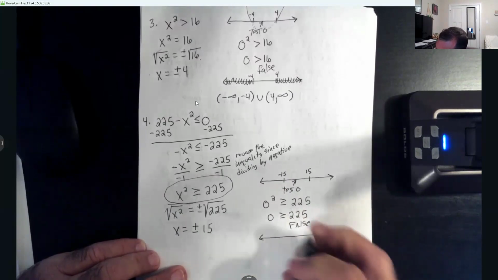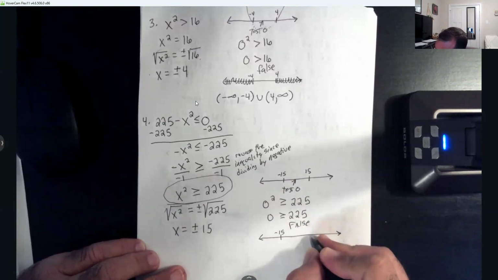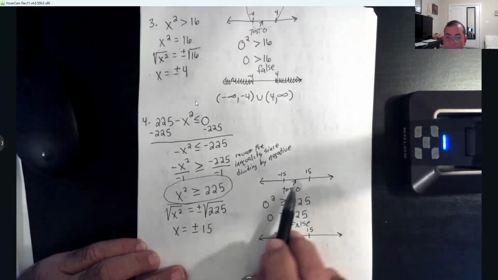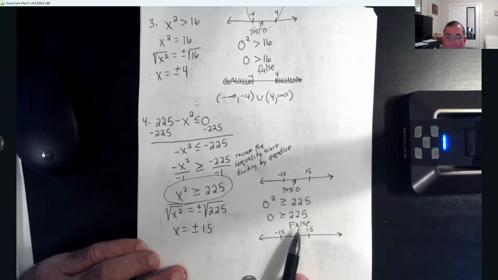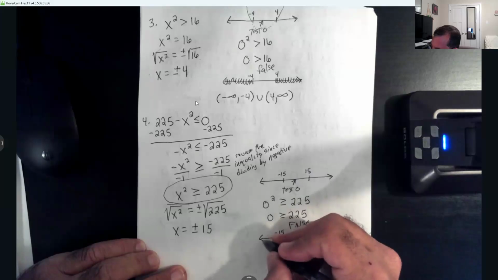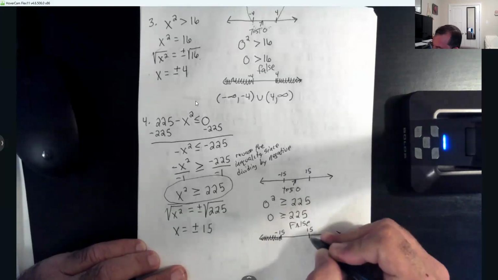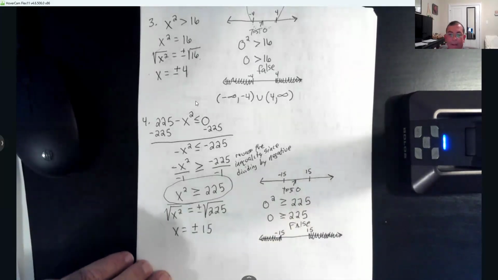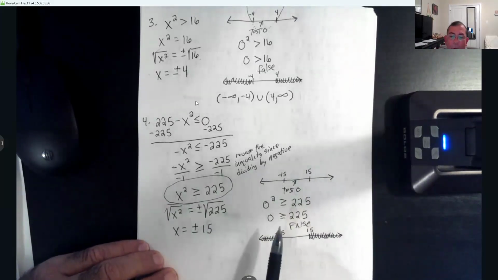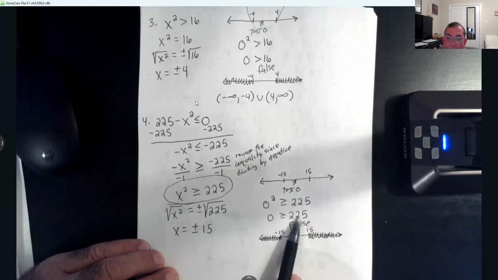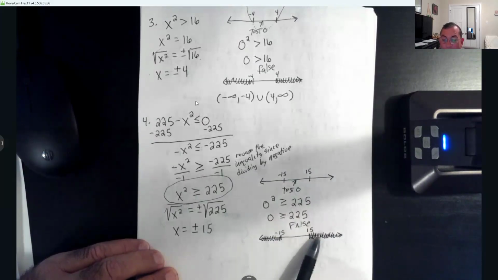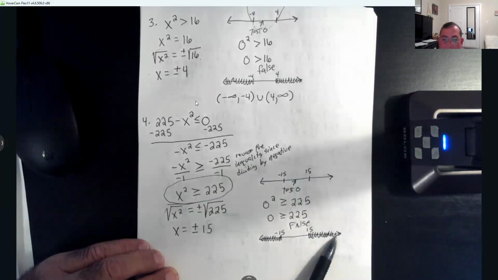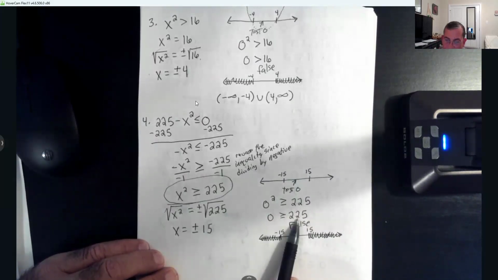So when we go to shading, since 0's in the middle and it's false, I do not shade the middle. I shade the outsides. Well, y'all, that makes sense. If 15 times 15 is 225, anything less is not going to be greater. You need numbers that are bigger, like 16, 17, 18. You need to square these kind of numbers to make that true, okay?